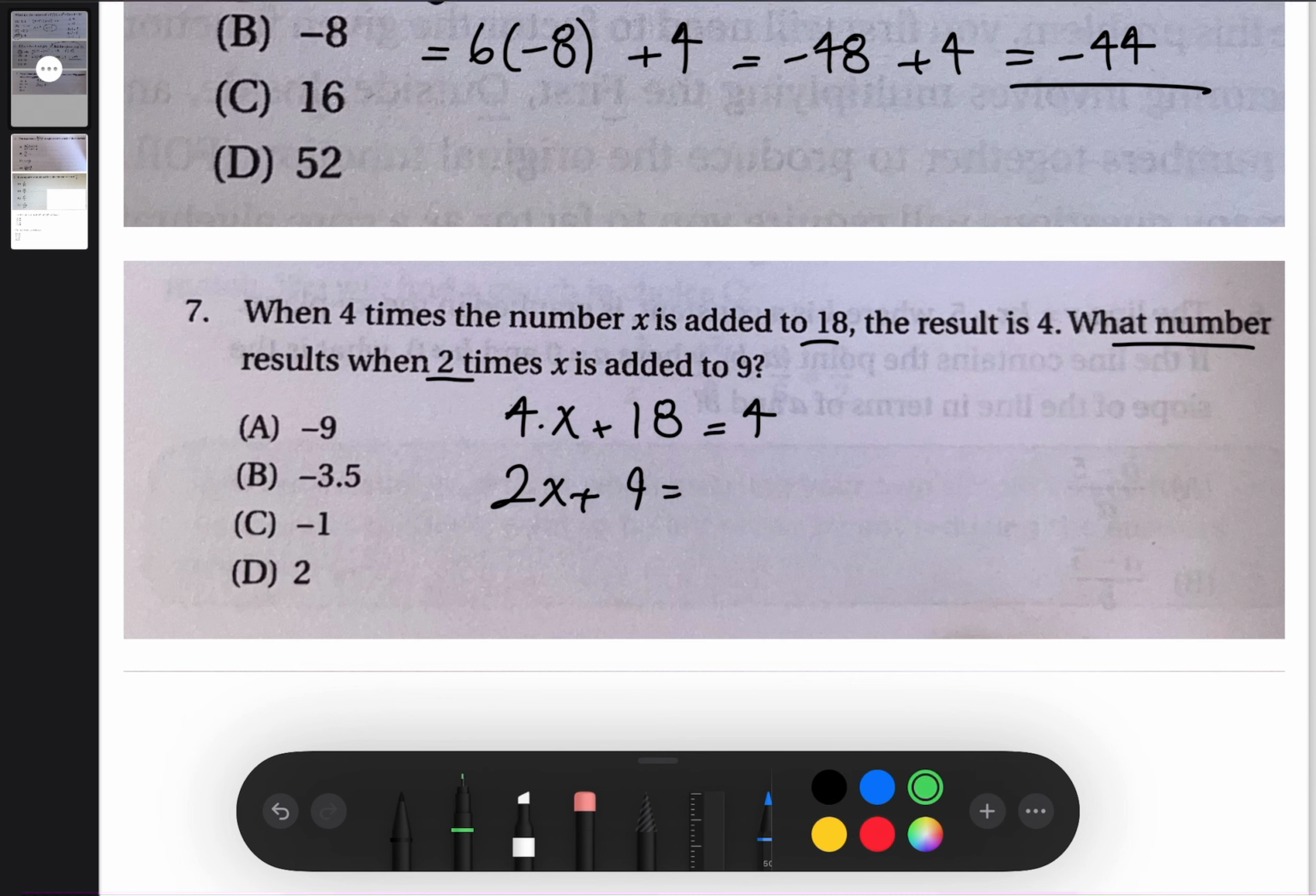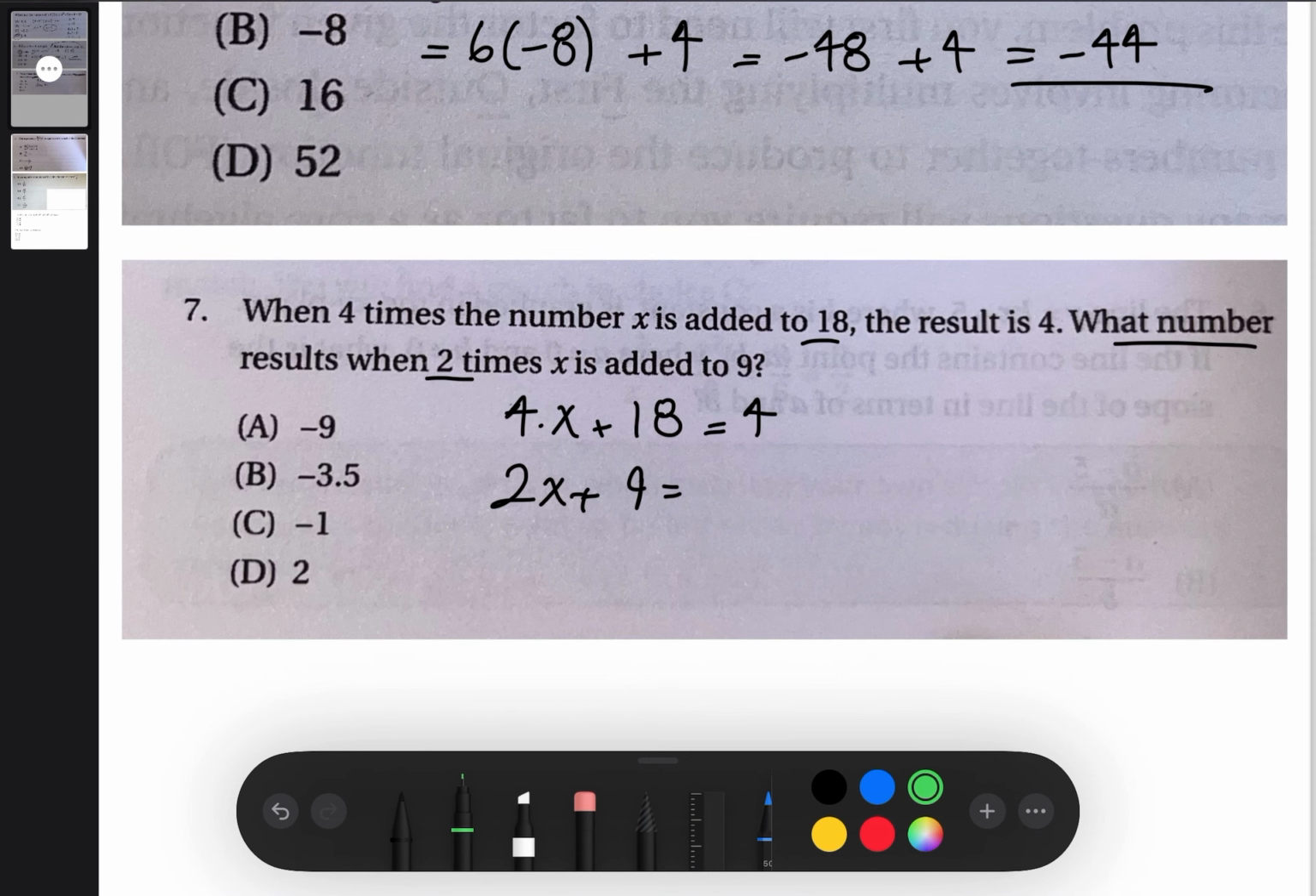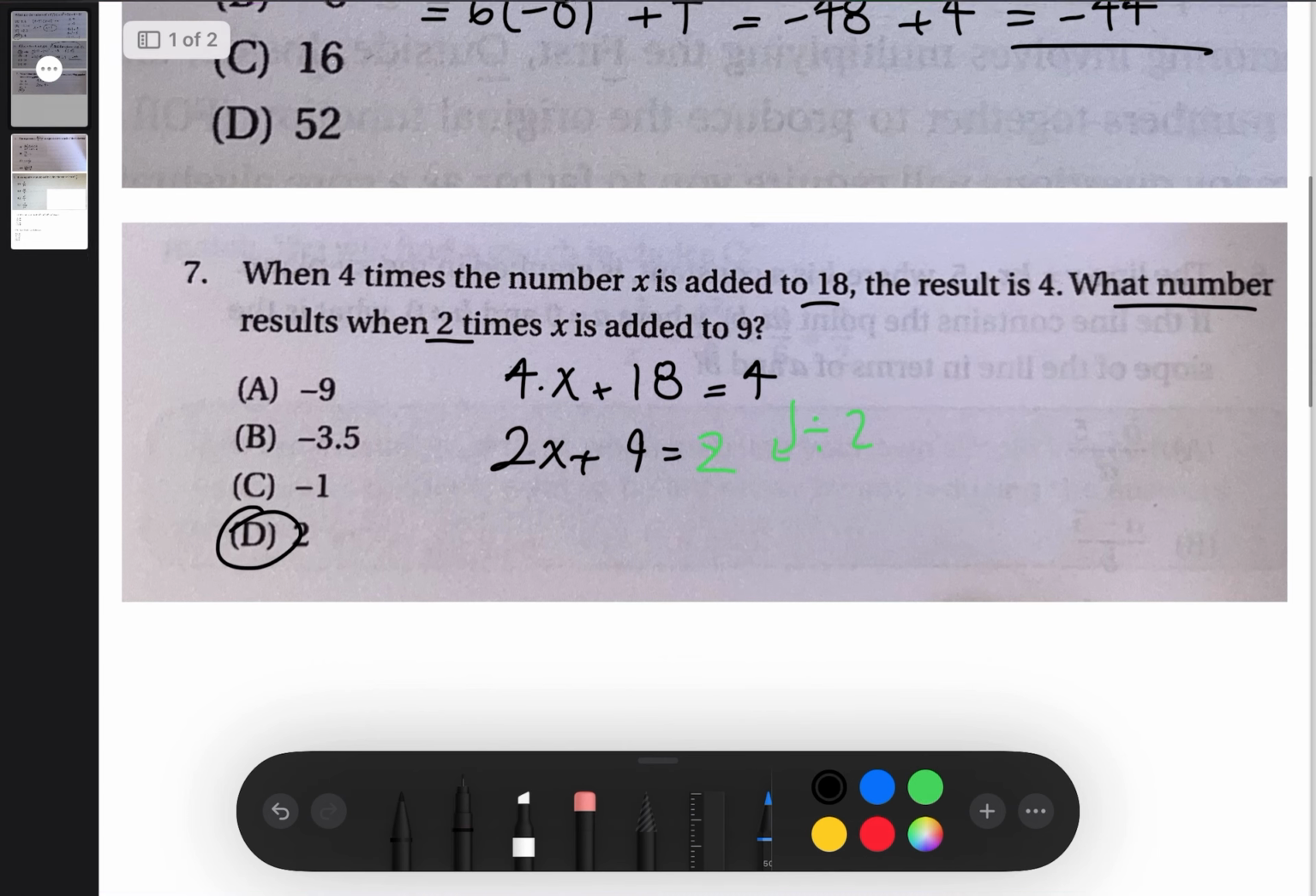What number results? Well, if we assume that these two equations are like a double version, for example, the one on the bottom is just divided by 2, then we can assume the answer here is also going to be divided by 2, and that's going to give us 2. So the correct answer here is actually just D.